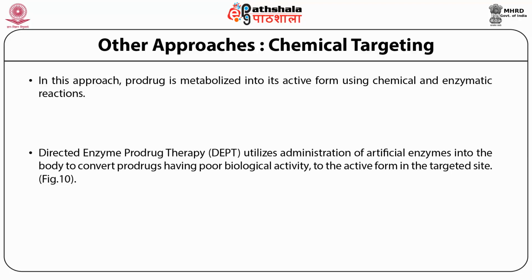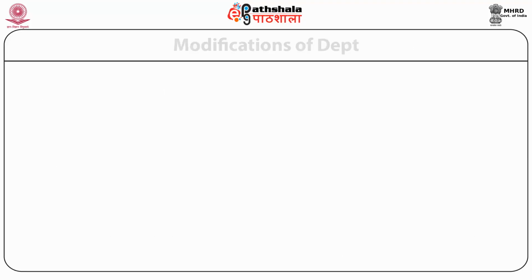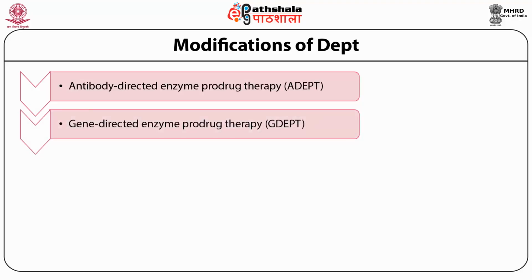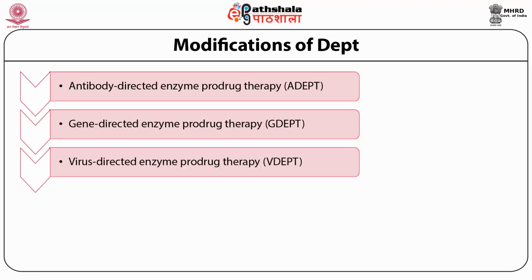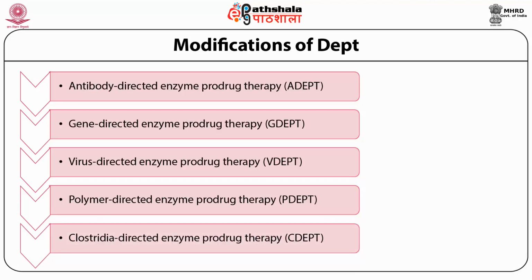To solve the problems related to specificity, these chemical targeted approaches are designed. Direct enzyme prodrug therapies are targeted strategies which are generally exploited as experimental models for reducing the systemic toxicity of a drug by achieving high therapeutic levels of an active drug only at a targeted site. Various modifications of this DEPT technology have been proposed to date, and such modifications include antibody-directed enzyme prodrug therapy, ADEPT; gene-directed enzyme prodrug therapy, GDEPT; virus-directed enzyme prodrug therapy, VDEPT; polymer-directed enzyme prodrug therapy, PDEPT; and Clostridia-directed enzyme prodrug therapy, CDEPT.